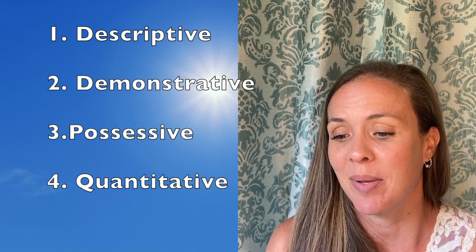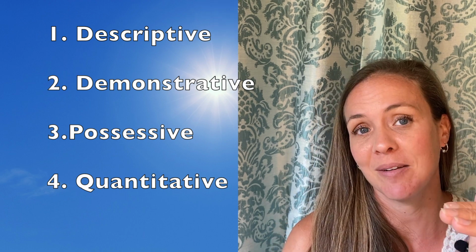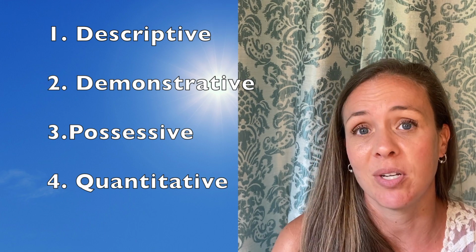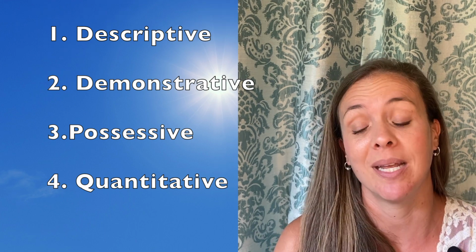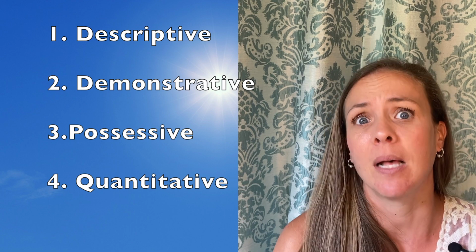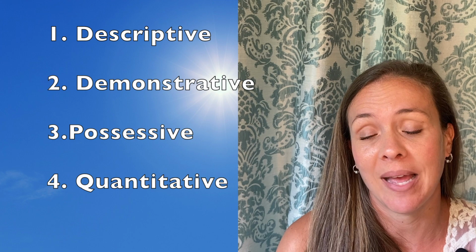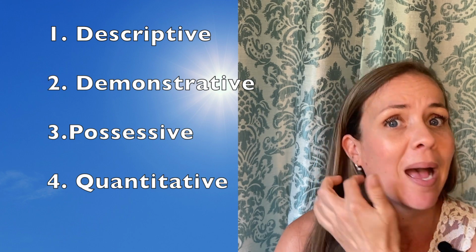So let me just say them again. There are the descriptive adjectives. They describe, right? They tell you more about it. Demonstrative adjectives tell you where it is. Possessive tells you who owns it. And quantitative adjectives tell you how much or how many there are of this noun. Okay? So those are the different types. You don't need to know the names of them. You just need to know to use them.